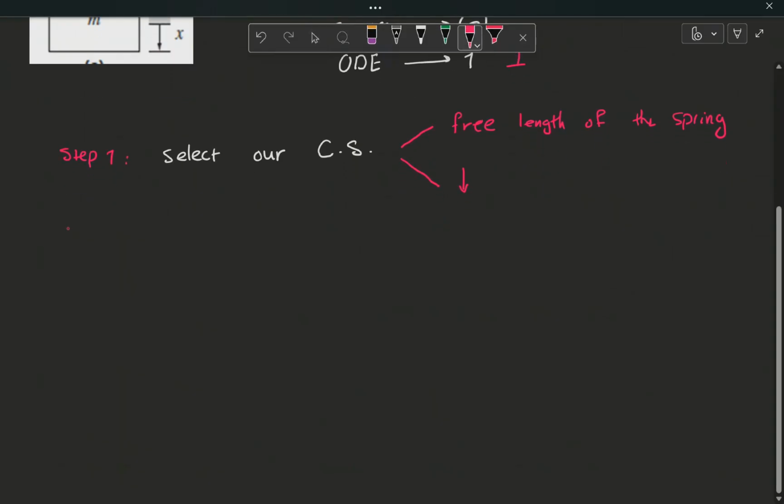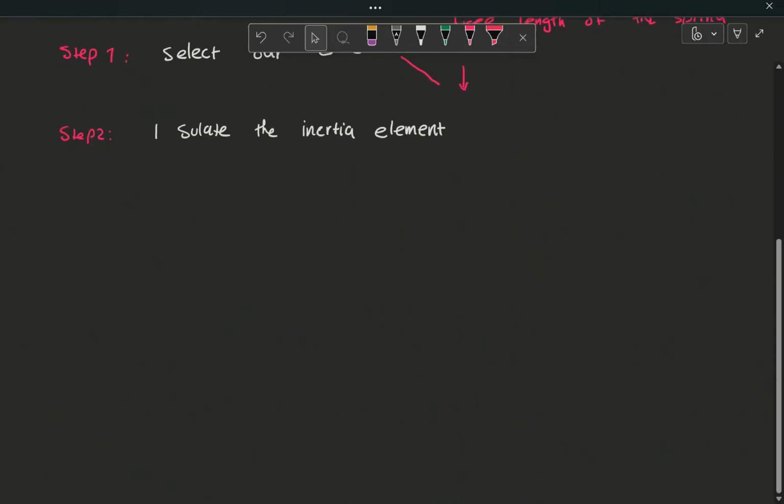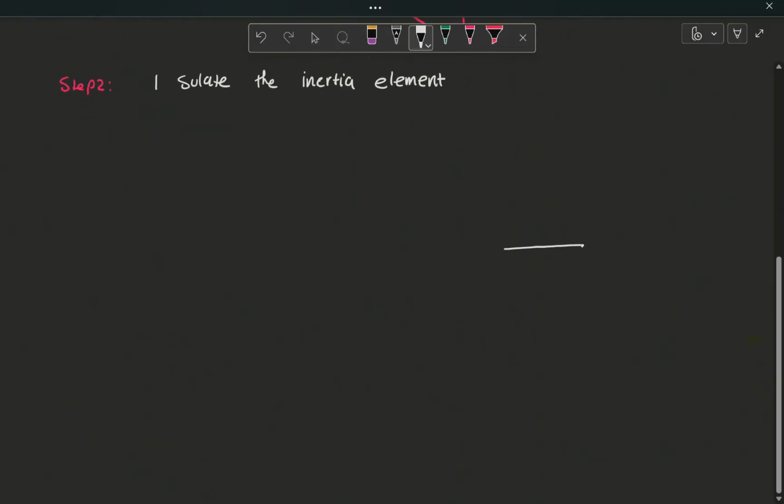Step two, we are going to isolate the body, isolate the inertia element. What do we mean by isolating? It means that grab the inertia element, disconnect it from the system, and throw it on a piece of paper. So I'm going to grab it, disconnect it, and throw it on a piece of paper. And if you see, I'm going to show the coordinate system on top of this guy.